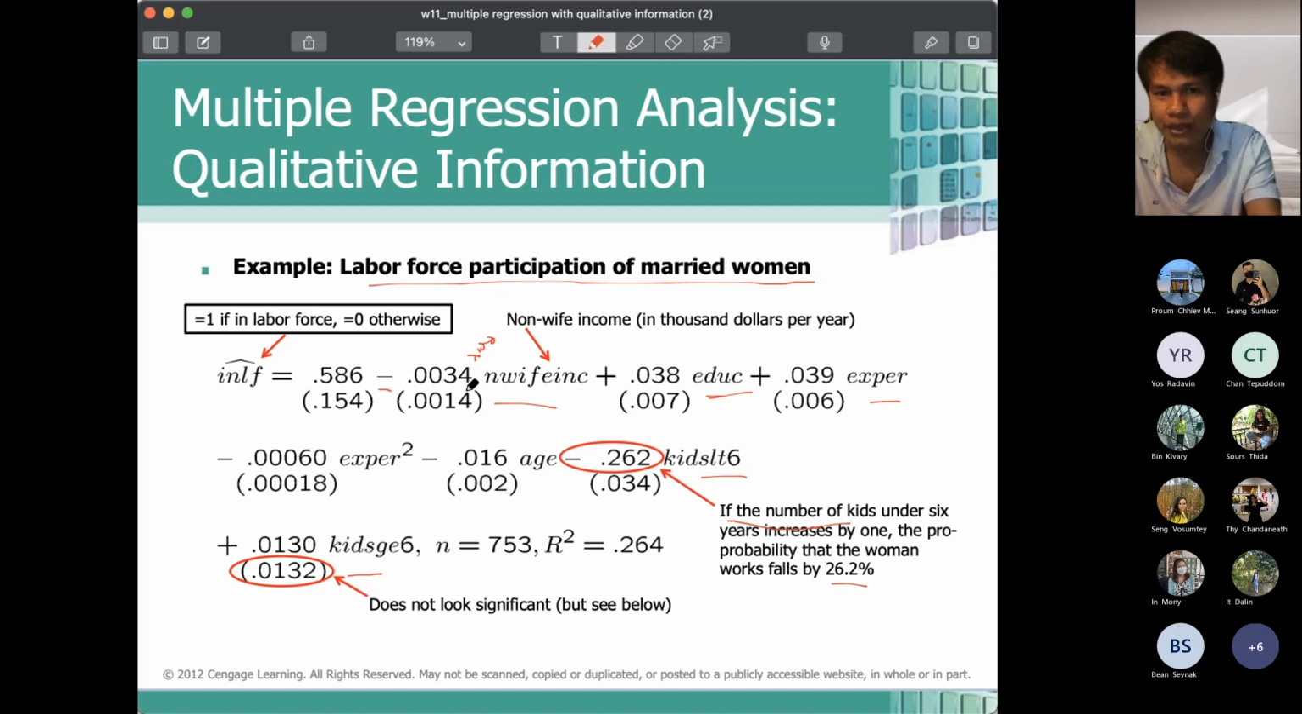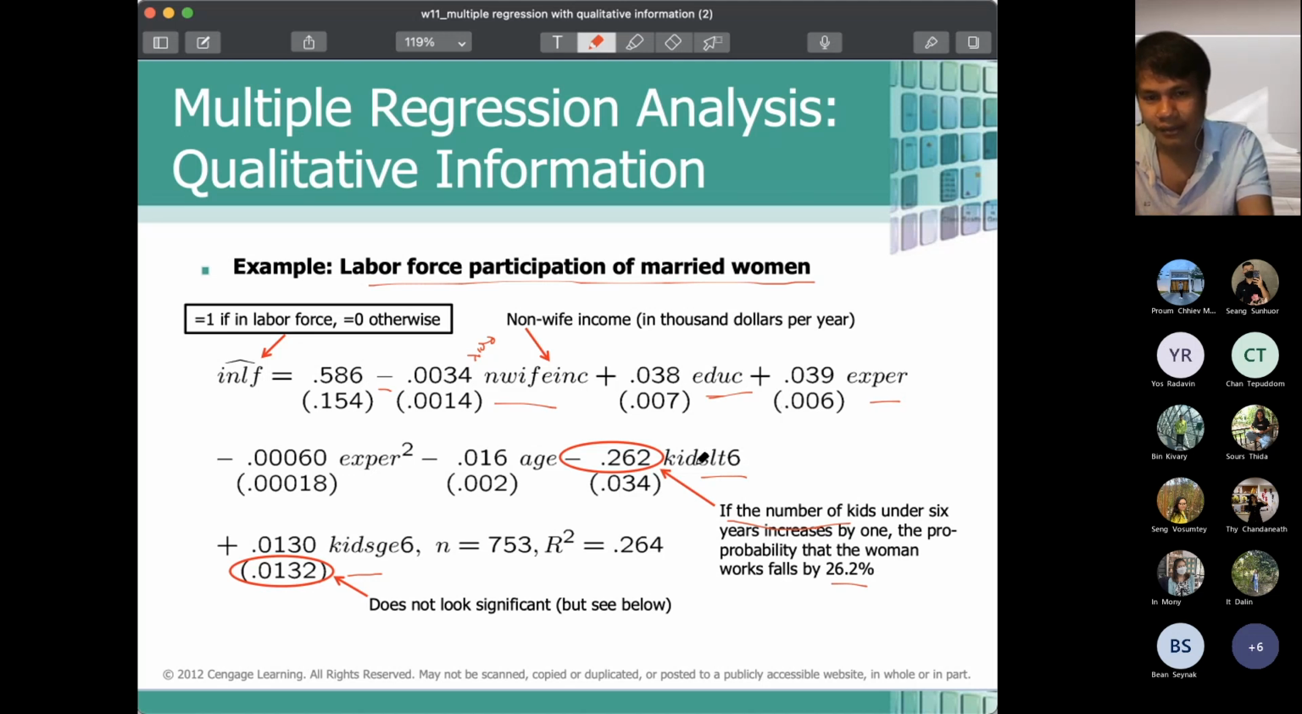Education is normally measured in years, right? If education increases by 1 year, the effect is positive, a plus. The probability of joining the labor force for married women will increase by 0.038, or 3.8%.